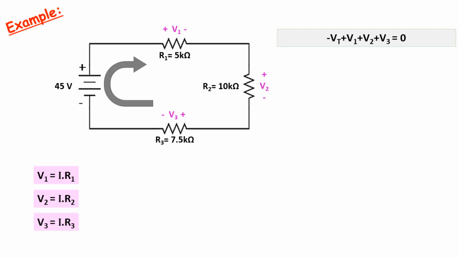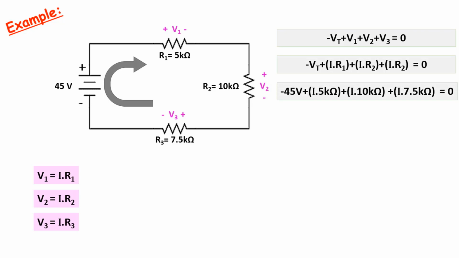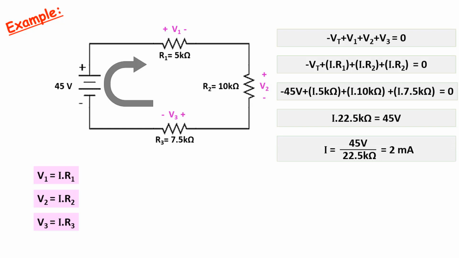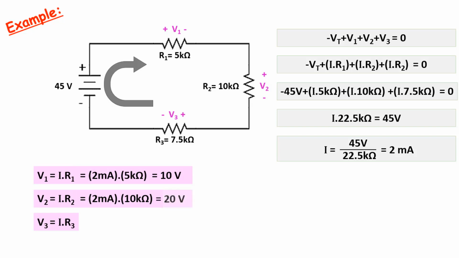Let's substitute these values into this equation. From here, the main current value will be 45 volts divided by 22.5 kiloohms. At the end of this process, the current value becomes 2 milliamps. We found the current in the circuit. Now we can find the voltage values on the resistors. V1 voltage will be 10 volts from 2 milliamps times 5 kiloohms. The voltage of V2 will be 20 volts from 2 milliamps times 10 kiloohms. The voltage of V3 will be 15 volts from 2 milliamps times 7.5 kiloohms.